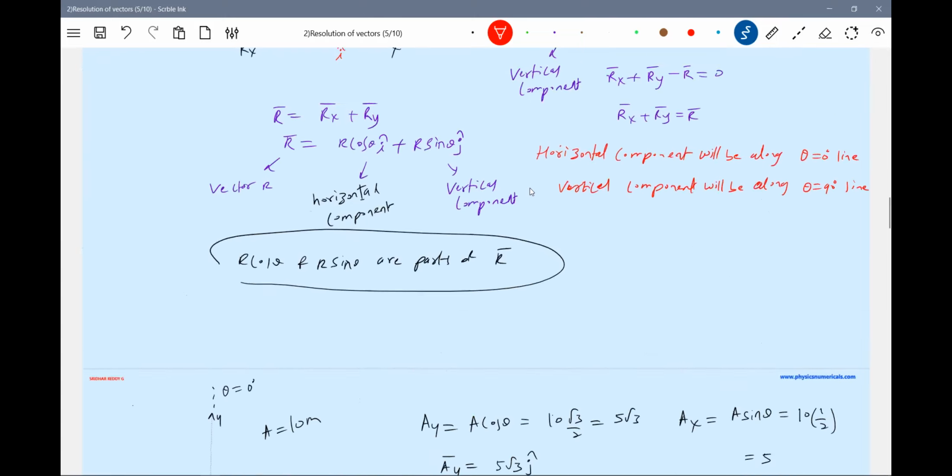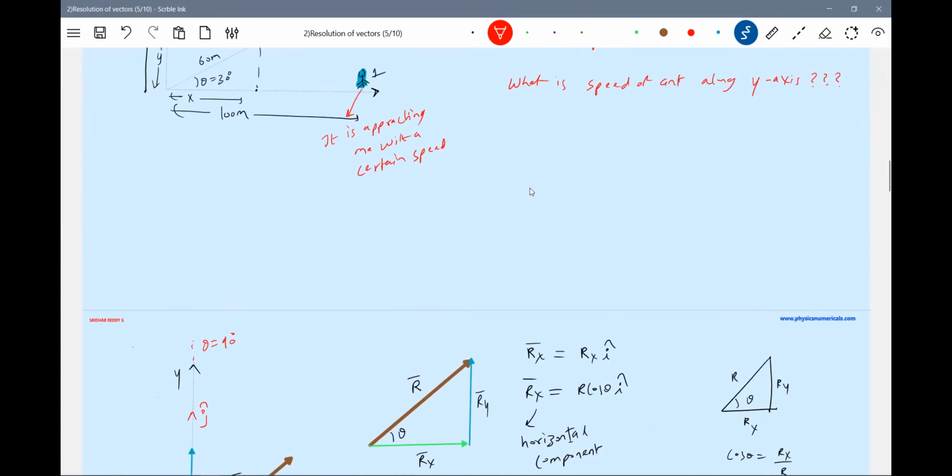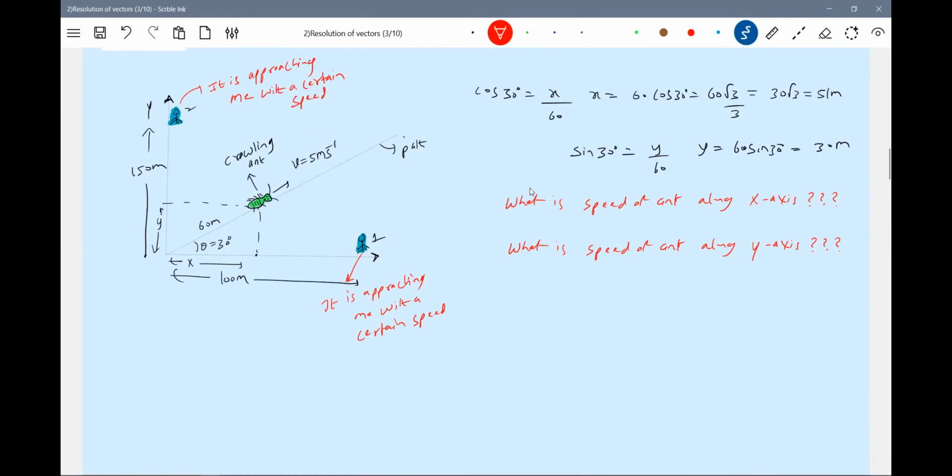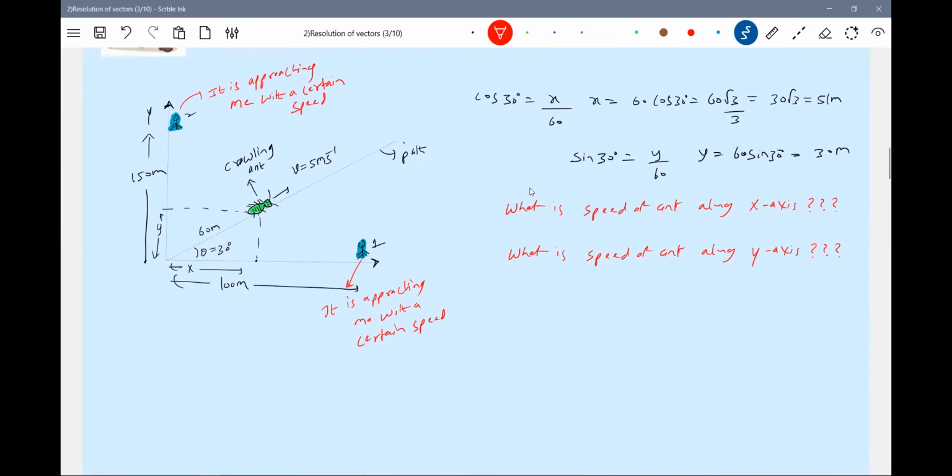Now our query was, what was the speed of the ant? Can we find this out? What is the speed of the ant as seen by person 1? With respect to person 1 means, what is the speed of the ant along the x-axis? See how I'm using "along". The ant is moving in a plane, but how much is its speed along the x-axis? So I'm just going to resolve v cos 30, v sin 30.